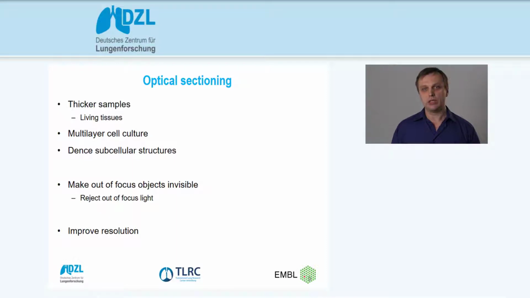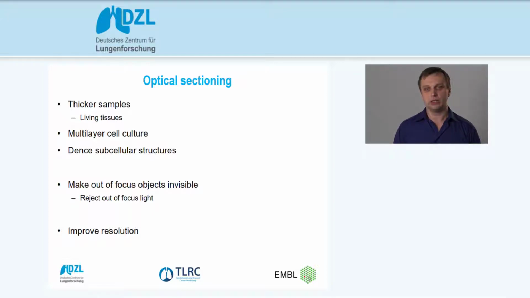Let's think about what we demand from it first. As we've seen, we have a problem of out of focus light, and this will in general be a problem when we image thicker samples, for example living tissues. It will also be a problem for multilayer cell cultures and dense subcellular structures, as just seen on the previous slide. So what we want to achieve is to make out of focus light invisible. We want to apply optical tricks to largely reject out of focus light, and by that improve resolution.